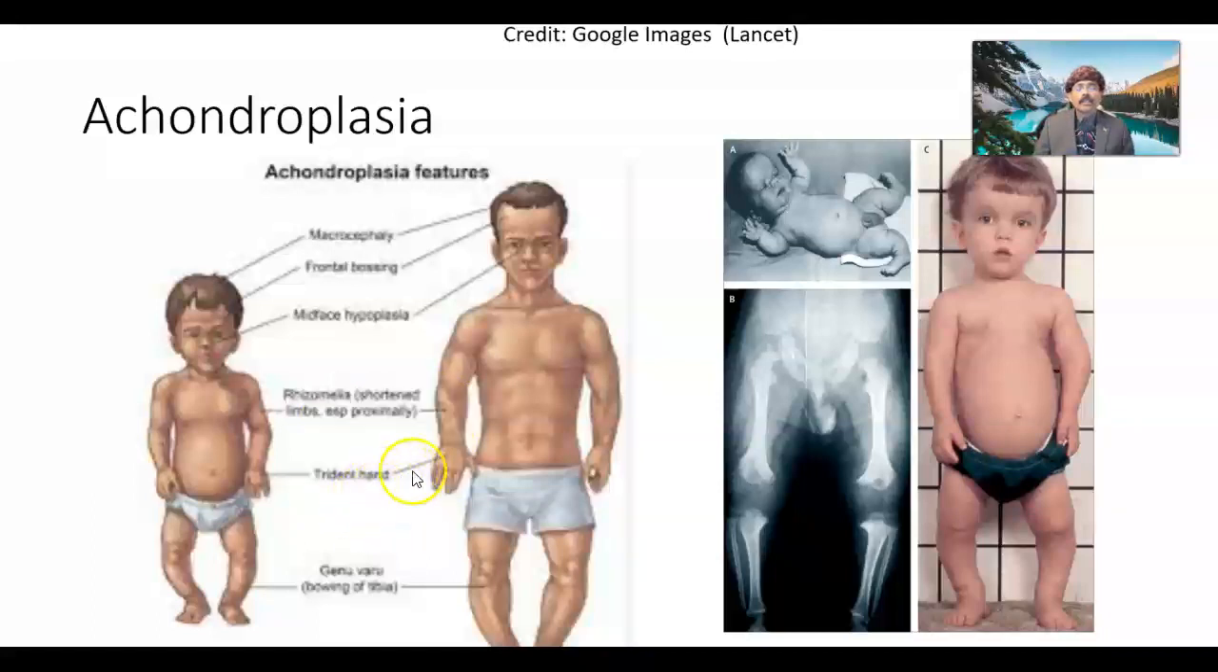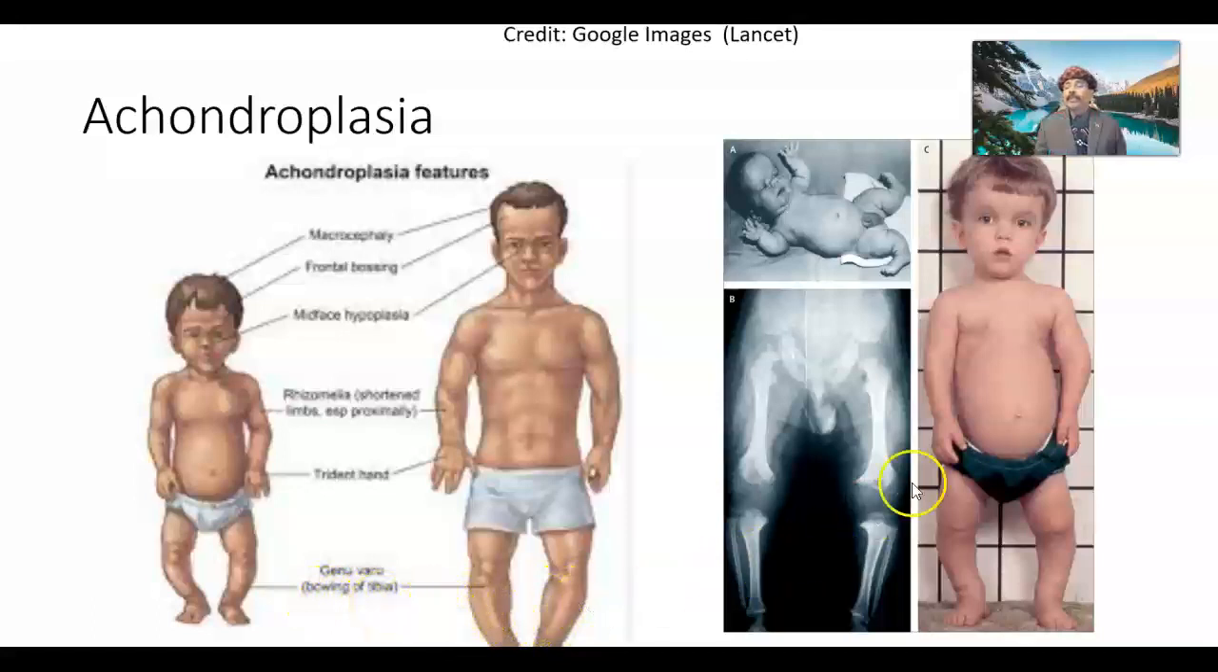Trident hand. That means almost all the fingers are short and equal in length, especially this is the orientation at the first interphalangeal joint. Genu varum. So this bone is directed medially. Genu varum, bowing of the tibia.